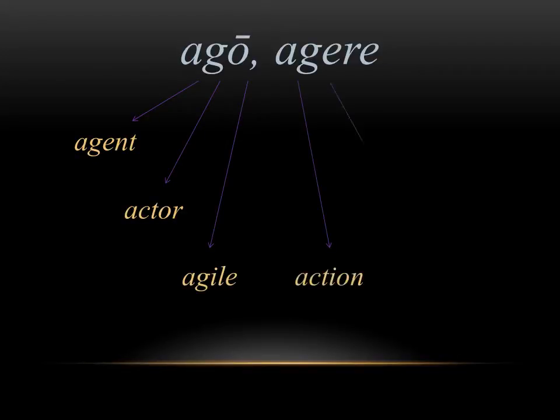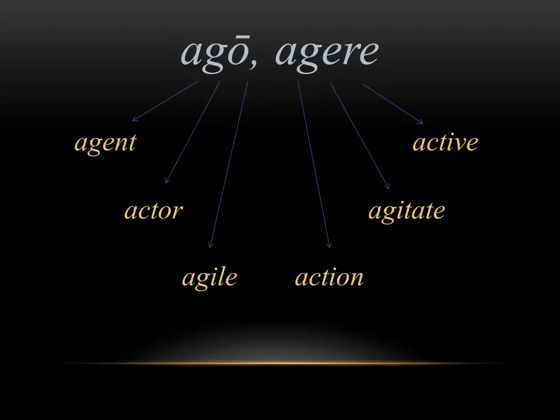Ago, agere means to do or to drive in Latin. And in English, we get a few interesting derivatives from this that will help you remember the meaning. Those include agent, actor, agile, action, agitate, and active. All 6 of these have the same meaning of movement or doing something.